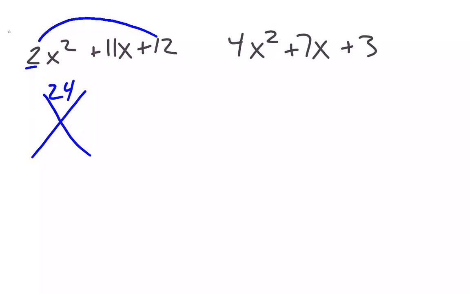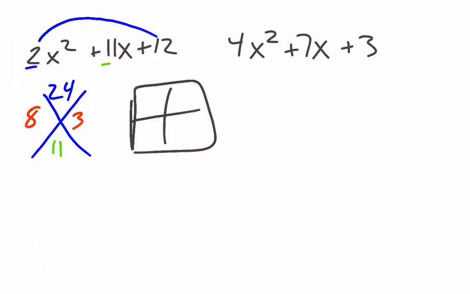Then we put our B term at the bottom, so 11. And we say, what multiplies to 24 and adds to 11? That would be 8 and 3. Now we draw our box. We put our first term in the first box. We put the 8x and the 3x from our x on the diagonal, and our original last part goes in the last box. So really we're just rewriting the problem.